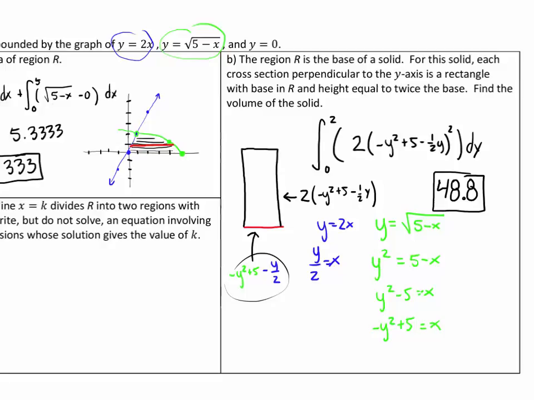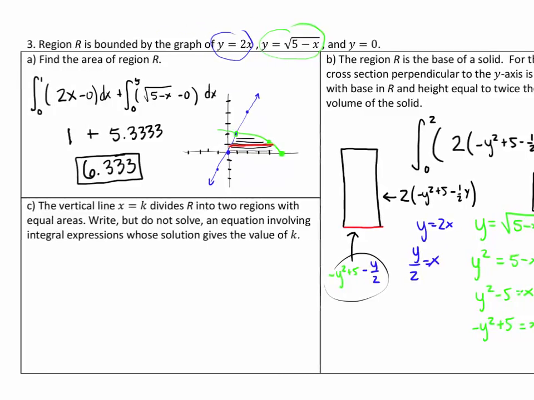Okay, let's take a look at part C. All right, this one's different. It says the vertical line x equals k divides this region R into 2 regions with equal areas. Write but do not solve an equation involving integral expressions whose solution gives the value of k. All right, so let's see what's going on here. I'm going to come back up here and I'm going to use this picture again.